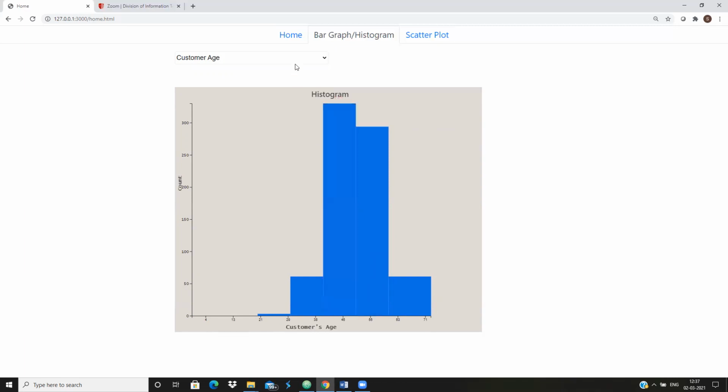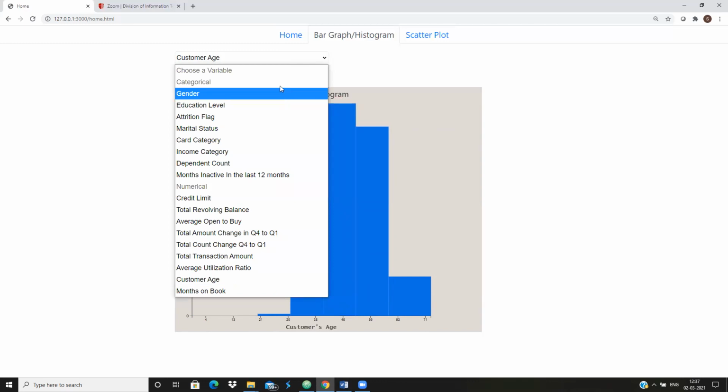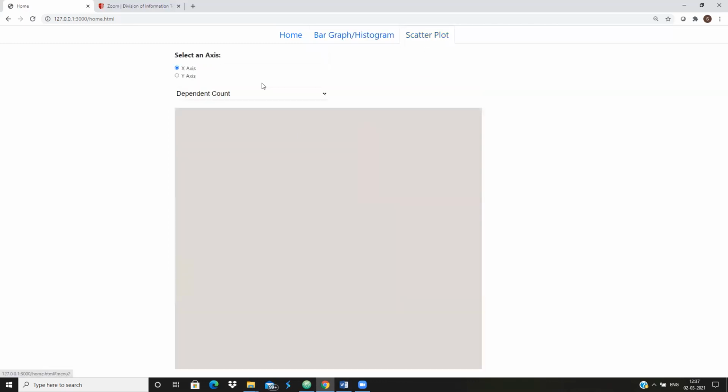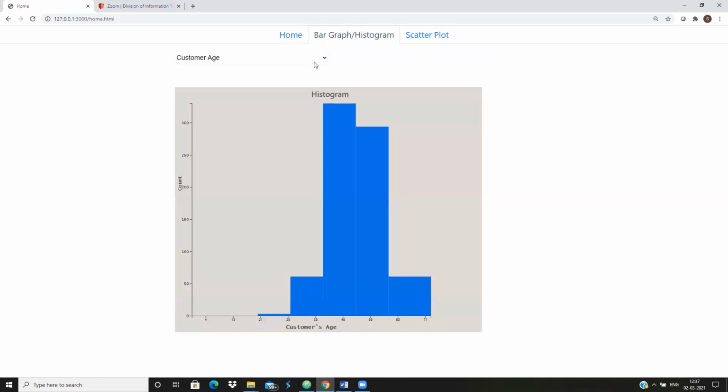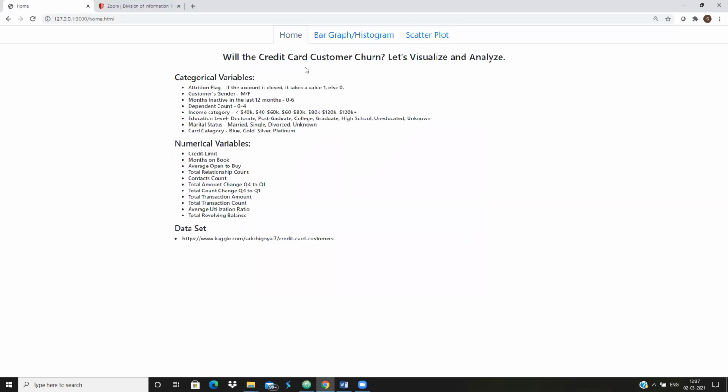So this is how we can use these bar graphs and these histograms and the scatter plot to get a good idea of the behavior of the customer and the general sentiment, whether the credit card is being used properly, and what kind of customers we really have to target to retain maximum customers among them.